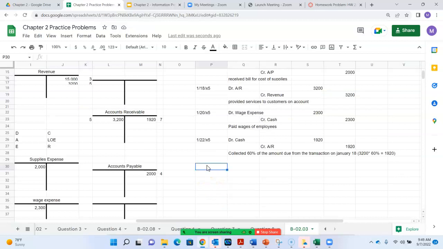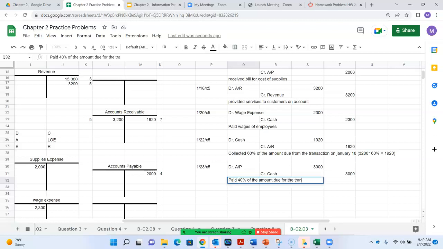This occurred on January 23rd. We are going to debit our accounts payable, right? We're reducing it. And we're going to credit our cash. We're also reducing our cash for $3,000. And we are going to write paid 40% of the amount due for the transaction on January 4th. And just to remind ourselves, this was the 7,500 times 0.4. Okay, almost there.